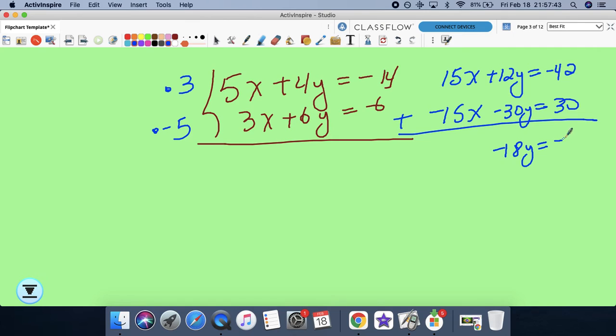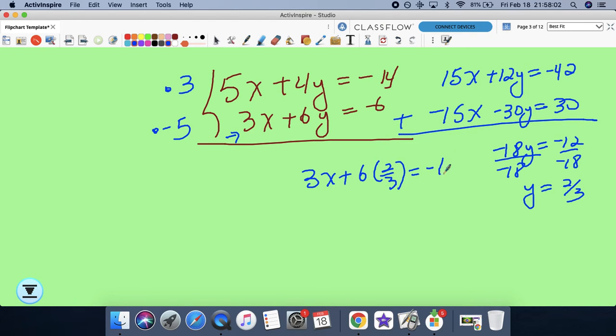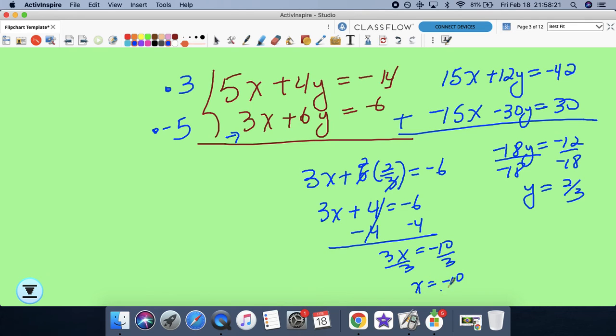So I get 12 over here. Divide by negative 18 on both sides. And y equals 2/3. Well, let's see. Pick any equation. Let's pick this one right here to find x. So 3x plus 6 times 2/3 equals 6. 3x, and then if you multiply, that simplifies to 2 times 2 is 4, equals 6. We're going to do minus 4 and minus 4. And then 3x equals negative 10. Divide both sides by 3. And x equals negative 10 over 3.